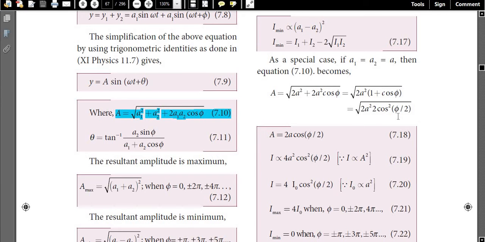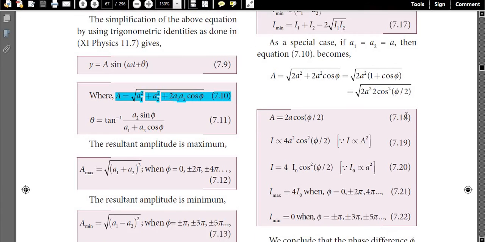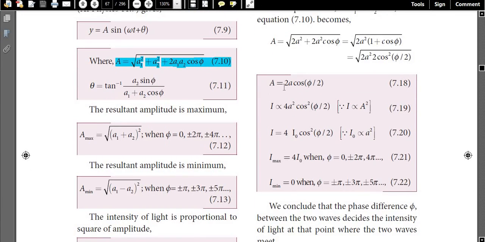So the answer is root of 2a square into 2 cos square phi by 2. This is the formula for 1 plus cos phi, 2 cos square phi by 2. So now the next step: A is equal to 2a cos phi by 2, because square and root cancel.